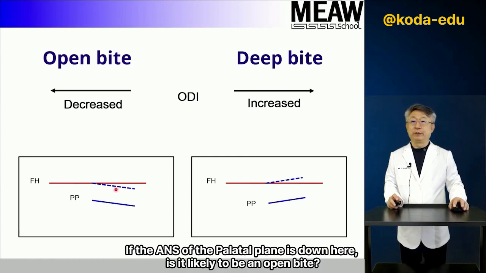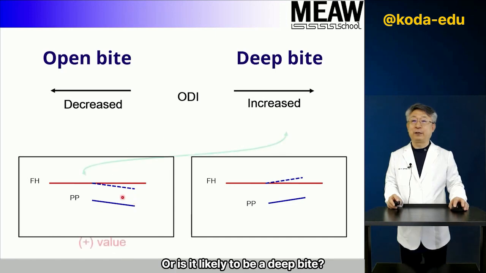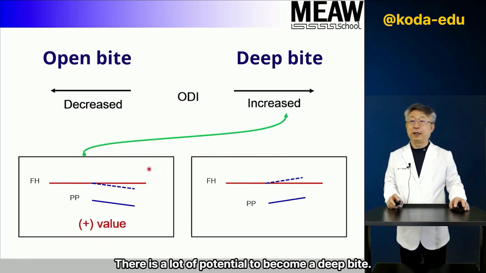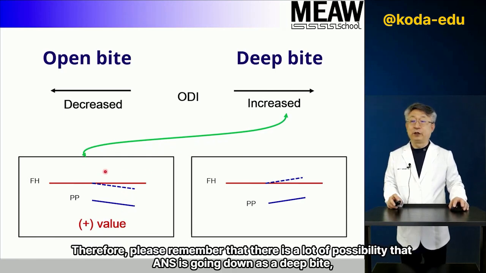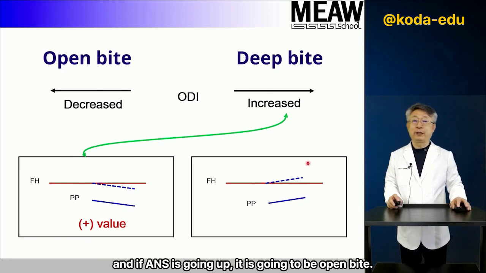If the A and S of the palatal plane is down here, is it likely to be an open bite? Or is it likely to be a deep bite? There is a lot of potential to become a deep bite. Therefore, please remember that there is a lot of possibility that A and S going down is a deep bite. And if A and S is going up, it is going to be an open bite.